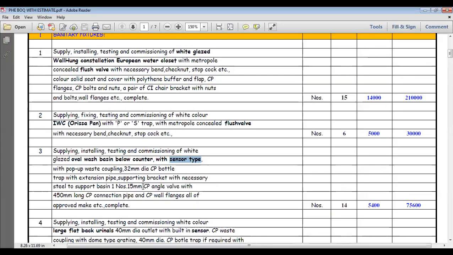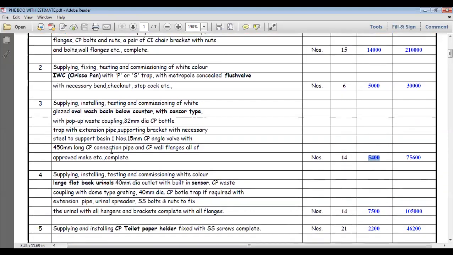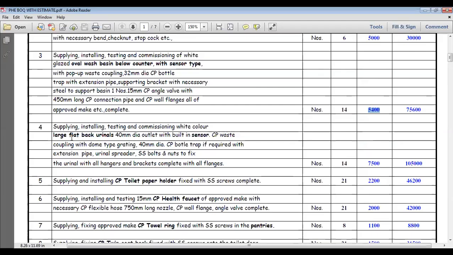Basin with one number of 15 mm CP angle valve with 450 mm long CP connection pipe and CP wall flange, all the approved make, complete. Like that, we are giving everything in one description. So, based on this requirement, we have to put the quantity and the rate and everything. Like that only, we have to put all of it.